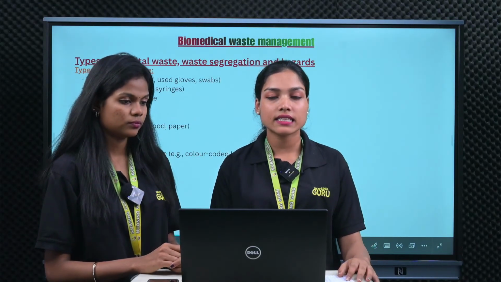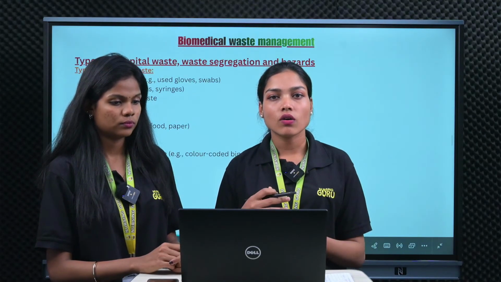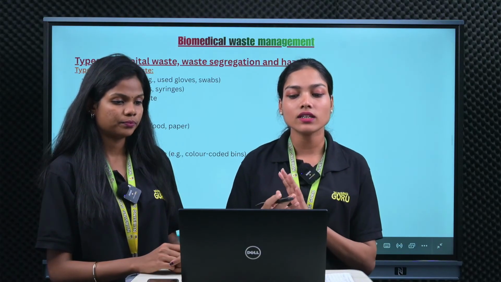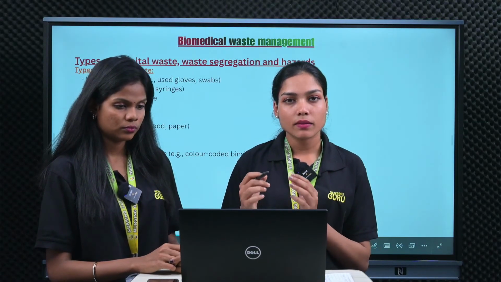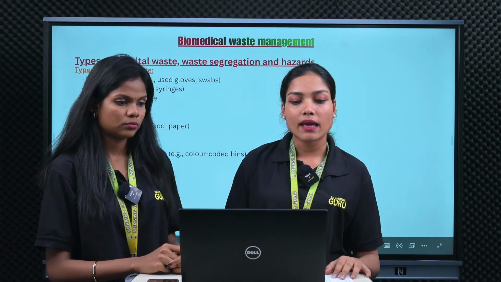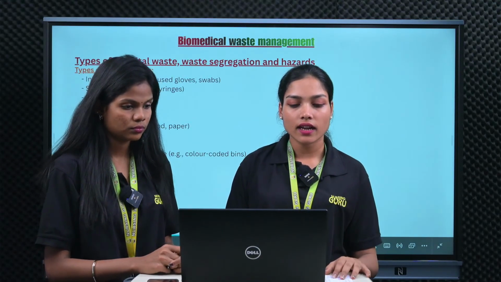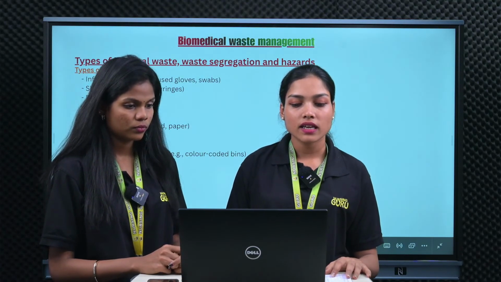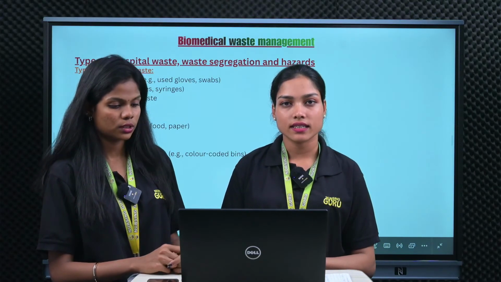Next, waste segregation. Waste segregation means separating waste at source. So, at the source, we need to separate the waste. Example, color coded bins. We will find yellow, white, red bins like that in the hospital. So we need to separate the waste by its source. Then label and store properly. Next one is hazards. Under hazards come infection transmission, chemical exposure, sharps injuries and environmental pollution. These are the things coming under hazards.